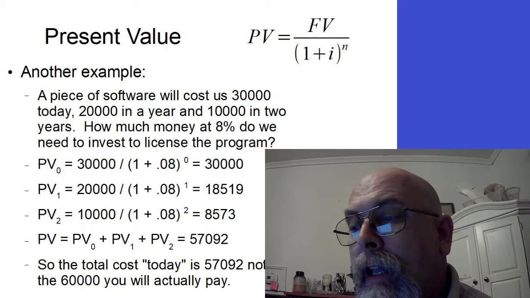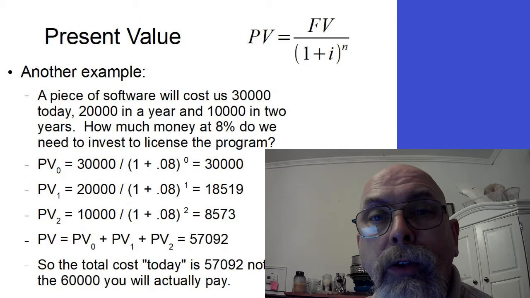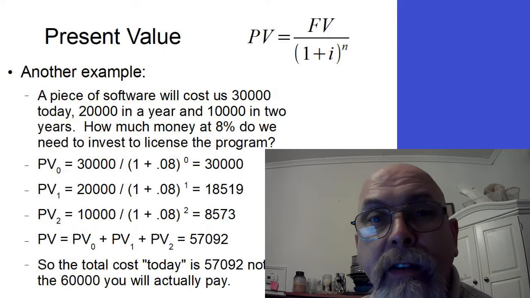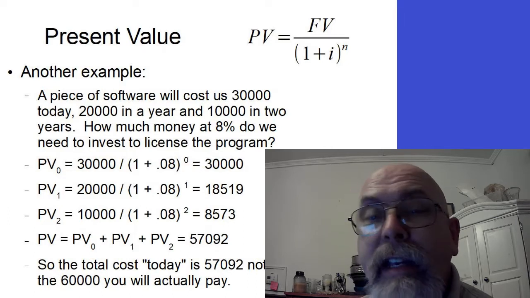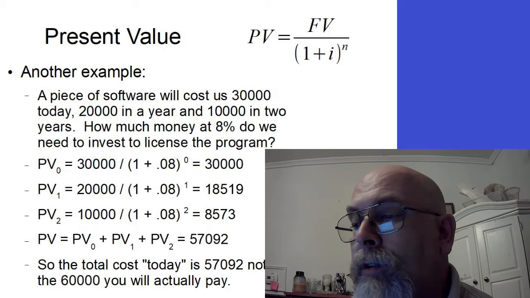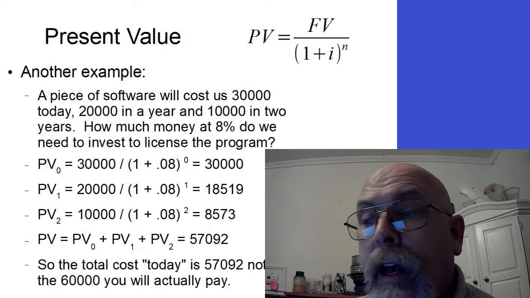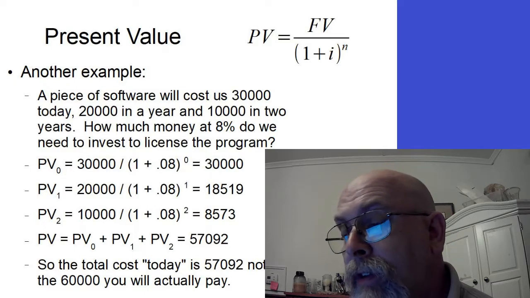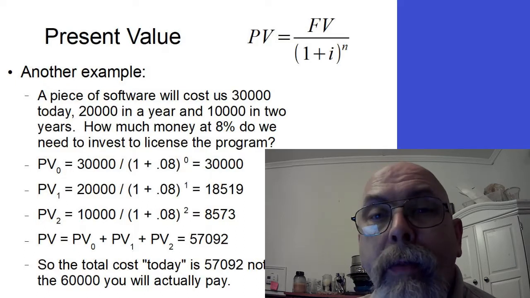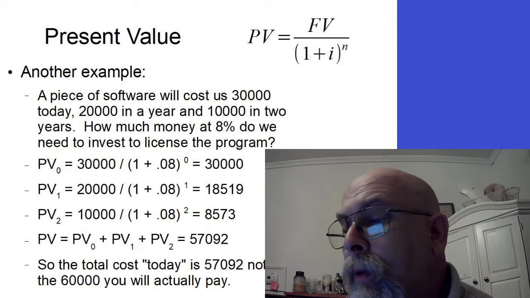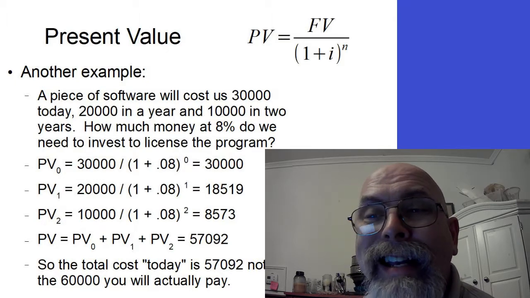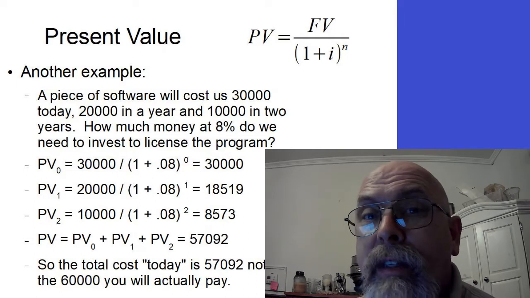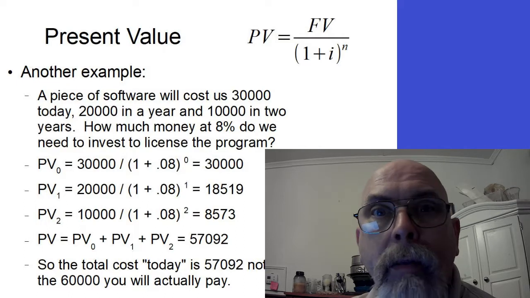So $30,000 is the present value of the first $30,000. The second calculation would be the $20,000 that's due in a year. Well, we would use the present value function, and we come up with $18,500 and some odd dollars. We do the second one of $10,000 at 8% for 2 years, and that's $8,500 and change. And we add the 3 present values together, and we come up with $57,092. A significant savings from the $60,000 because we put our money to work.